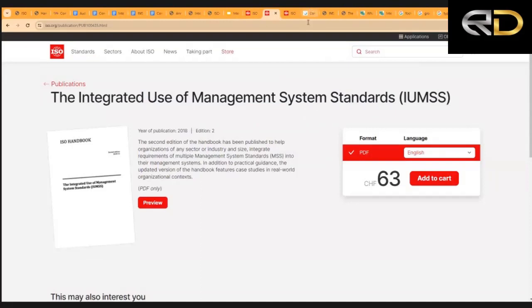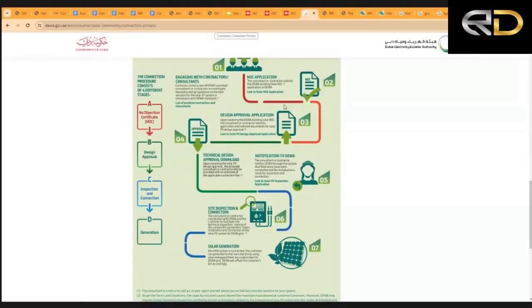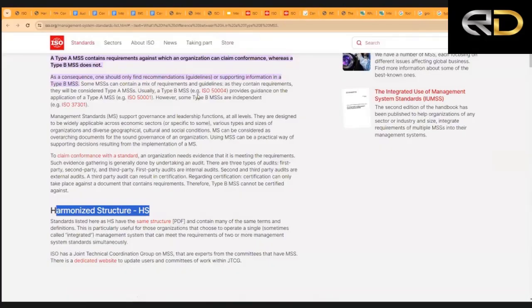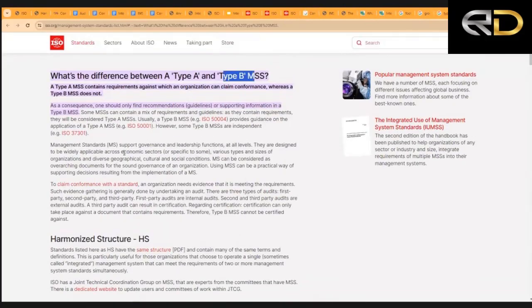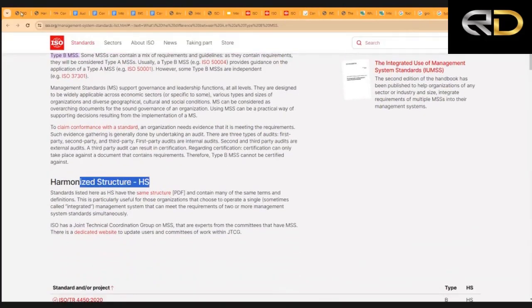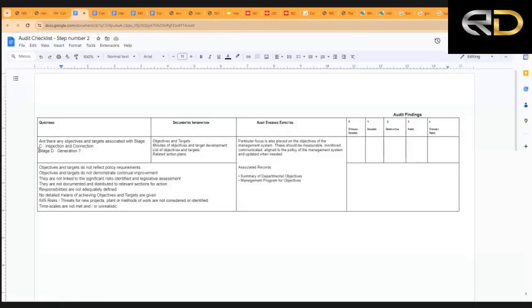If you really want to know how you can apply an IMS, please research what a type B standard and the harmonized structure are, and you're going to find your way back here. That is also going to show you what to do at this point.